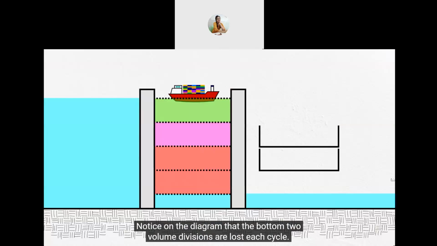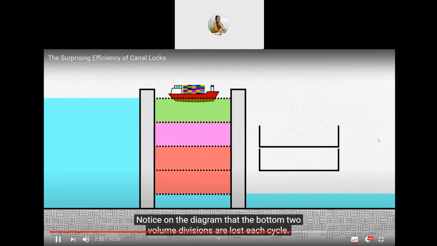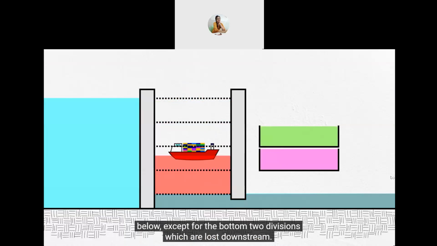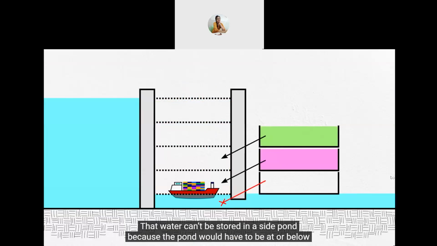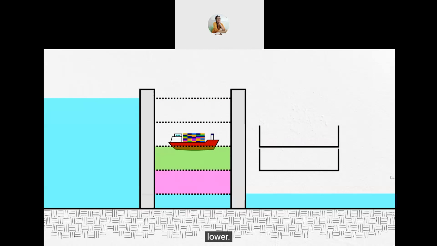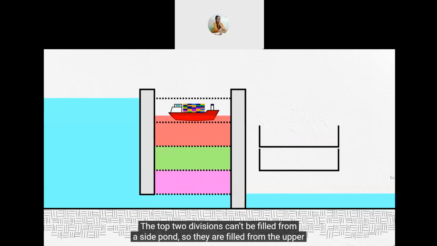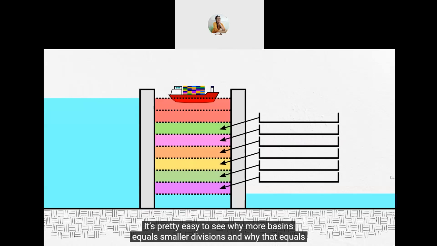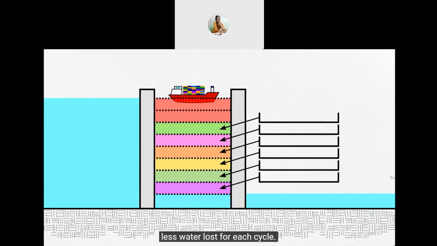Notice on the diagram that the bottom 2 volume divisions are lost each cycle. When the lock drains, each volume division moves from the lock to the side pond 1 division below, except for the bottom 2 divisions which are lost downstream. That water can't be stored in a side pond because the pond would have to be at or below the bottom of the lock. And when the lock is filled, each side pond fills the volume of the lock again 1 division lower. The top 2 divisions can't be filled from a side pond, so they're filled from the upper canal. It's pretty easy to see why more basins equals smaller divisions, and why that equals less water lost each cycle.